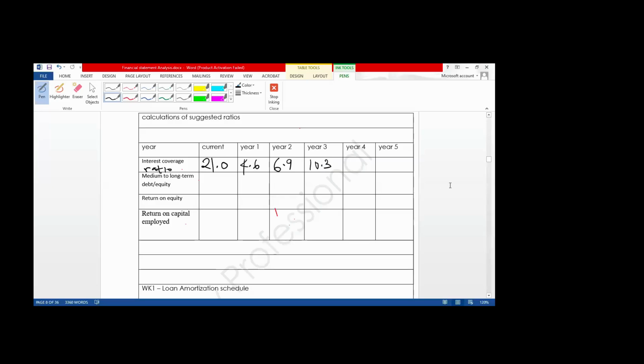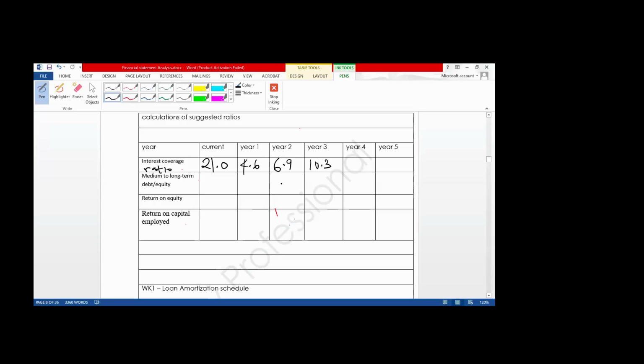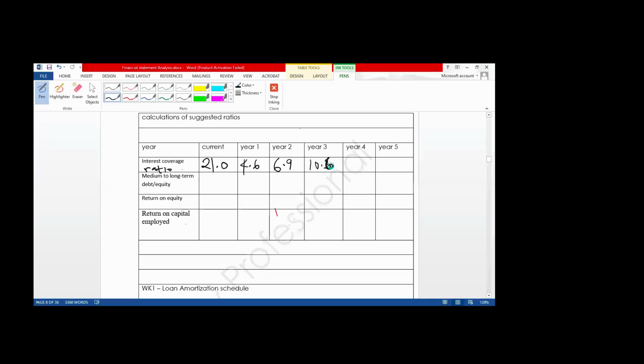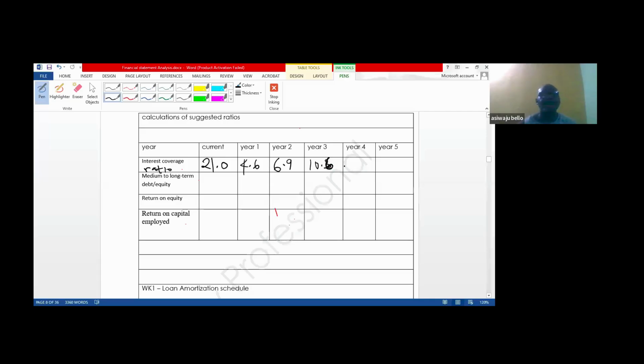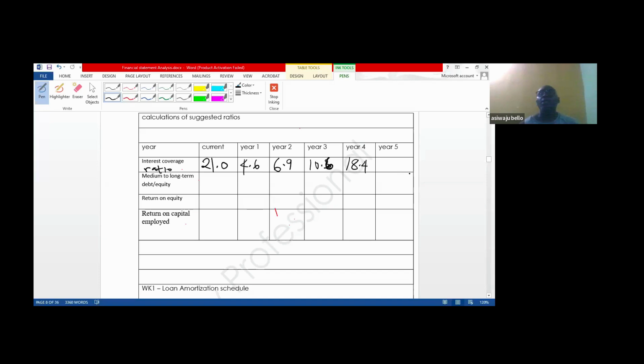We are maintaining 1 decimal place, so let it be 10.6. Year 4, 18.4. The final year.